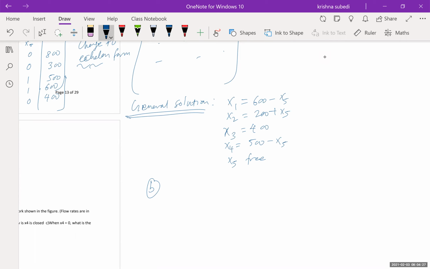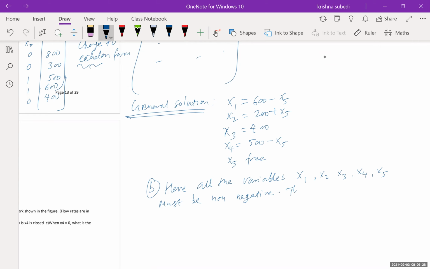So remember, just using common sense, a negative flow in a network branch corresponds to flow in the direction opposite to that shown on the model. But since all the streets in this case are one way, none of the variables can be negative, meaning x1, x2, x3, x4, x5 must be non-negative. All of them must be non-negative. They cannot be negative.